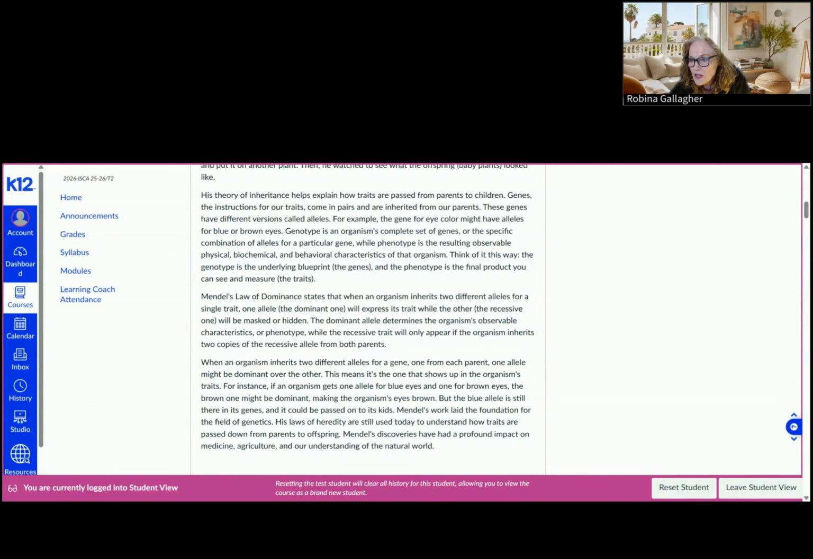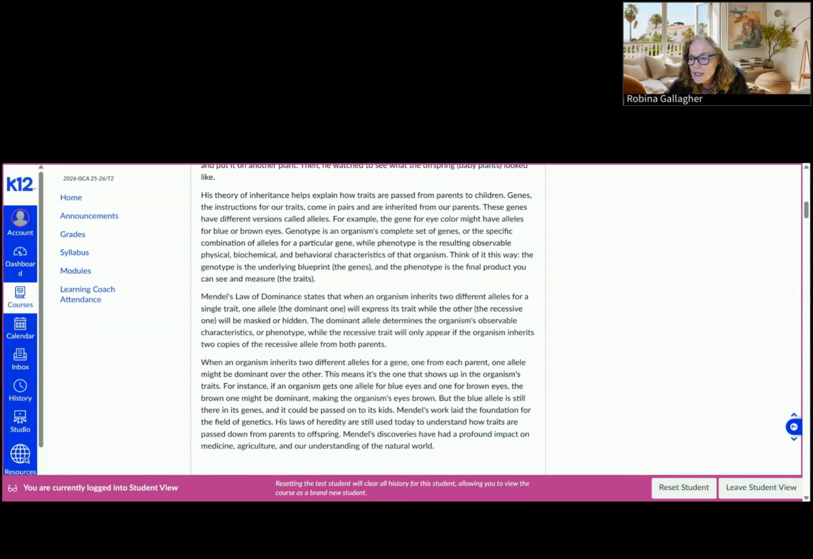Mendel's law of dominance states that when an organism inherits 2 different alleles for a single trait, one allele will express its trait while the other will be masked or hidden. The dominant allele determines the organism's observable characteristics or phenotype, while the recessive trait will only appear if the organism inherits 2 copies of the recessive allele from both parents.